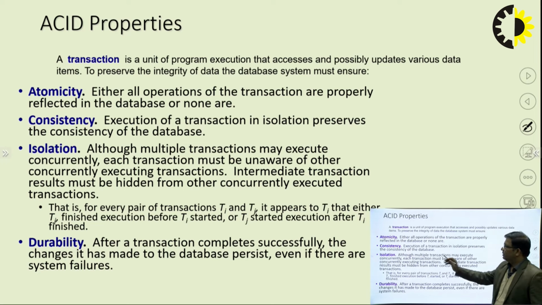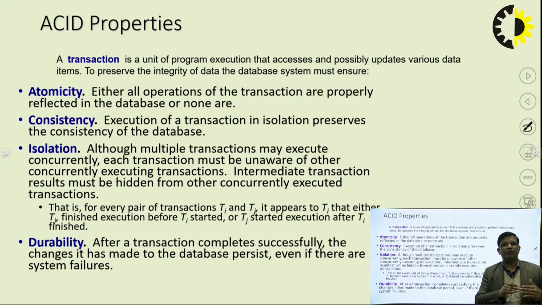The second is consistency. The execution of a transaction in isolation preserves the consistency of the database. It means that if we execute a transaction, it should reflect the final value of the change in A or B in all the databases. Isolation means that if there are multiple transactions, each transaction is independent and does not interfere with another transaction. The transaction is not aware of the other transactions.